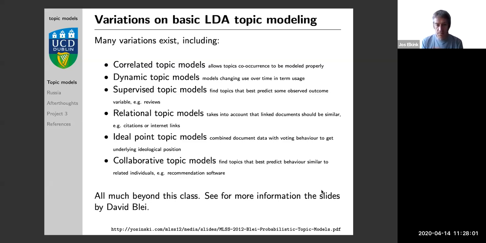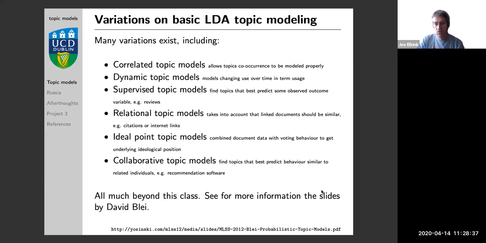There are relational topic models, where we already know something about how different documents are connected to each other and take that into account when we try to come up with the topics. There are ideal point topic models, where we already know something about the ideological position of the author of a document and take that information into account. And finally, there are collaborative topic models, which are a little bit related to relational topic models. And there are many more, of course. People have come up with all kinds of variations and implementations, but it's just to make you aware that these exist. The basic idea is the same.